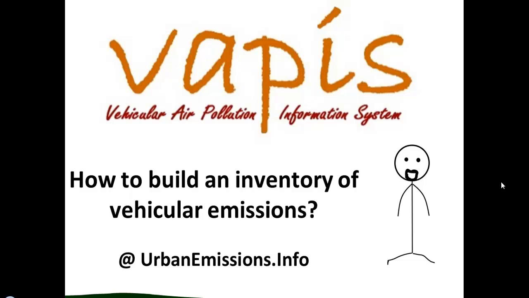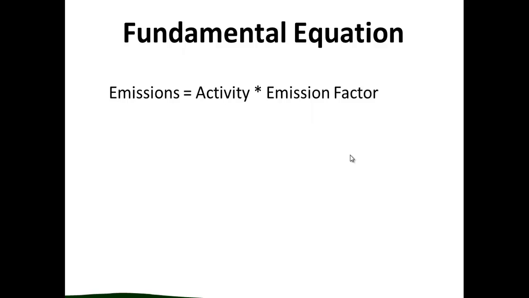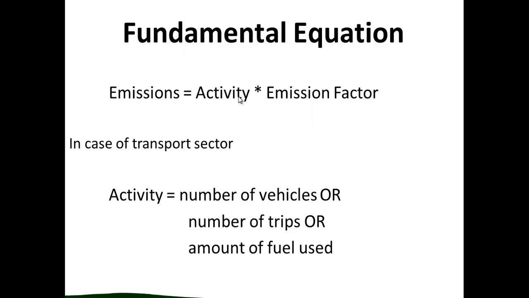Continuing on how to build an emissions inventory, this is a tutorial for one of the tools that we have developed, VAPIS, Vehicular Air Pollution Information System. The fundamental equation, as we discussed in the earlier video: total emissions are calculated using activity data multiplied by emission factor. In the case of the transport sector, the activity data is your total number of vehicles and how they are moving on the roads.